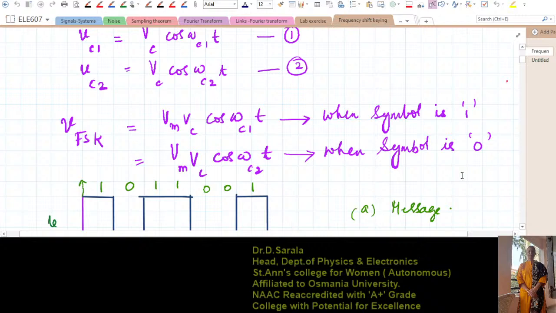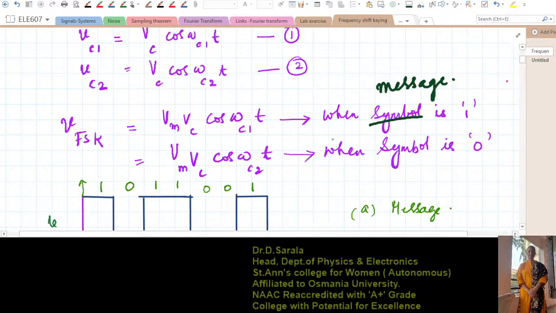Symbol actually refers to the information, so this can also be a message.